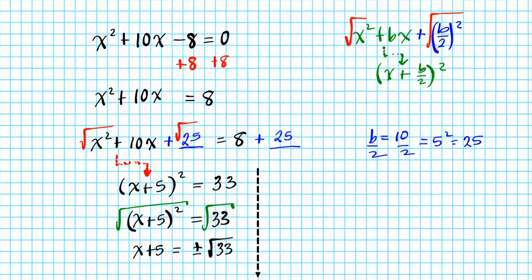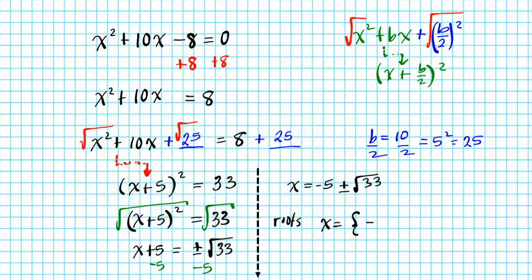Now to finish this off, we simply subtract 5 from both sides, and that yields x equals negative 5 plus or minus root 33. Okay, so our roots are, what are our roots? Let's write them in separated form.